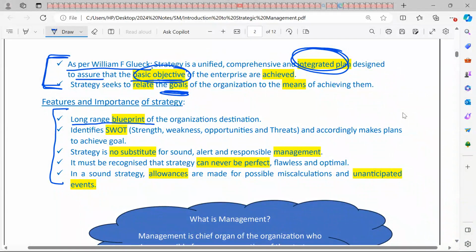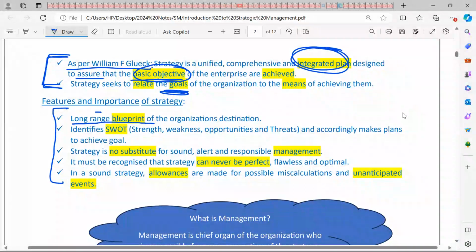Just remember your example that you are in CA Intermediate and you have to clear your CA Final. What all strategy have you prepared? You have done a long range blueprint. Then you have identified your SWOT, that is strength, weakness, opportunity and threats, and accordingly you have made the plans to achieve that goal. Once you have done the SWOT analysis and prepared the long range blueprint, you cannot sit idle. You have to work upon that strategy.